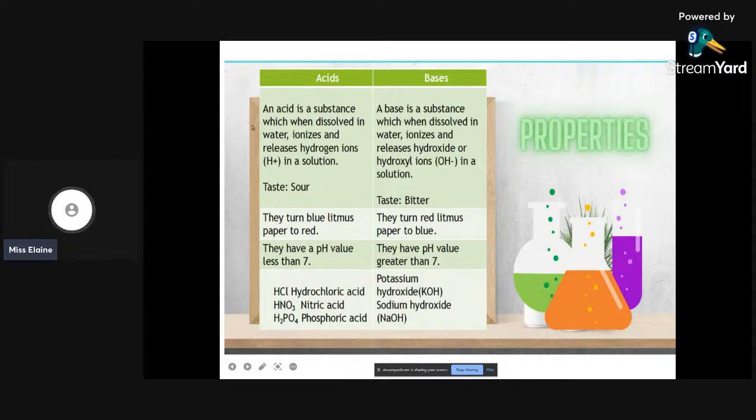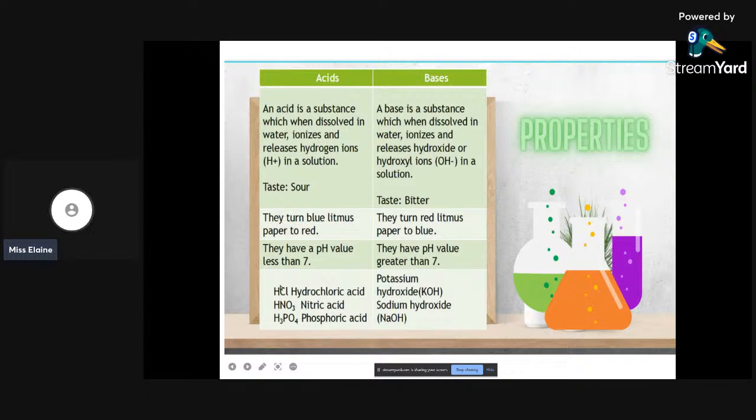Ito na ha, ang pH level niya is what? Pag less than 7, ibig sabihin is acid. So, pagka greater than 7 is bases. Actually, other books said that it's between 6.5 to 7.5 ang neutral. But if you're going to add these two, so we're going to add the acid plus base, nagkakaroon ng neutralization. So, nagkakaroon ng what? Salt and water.